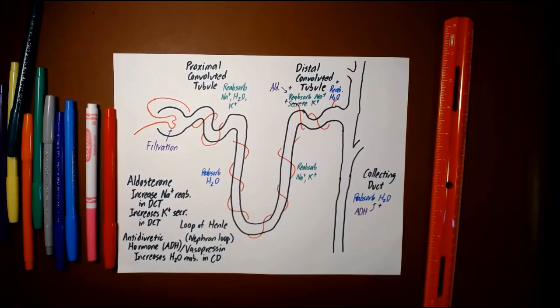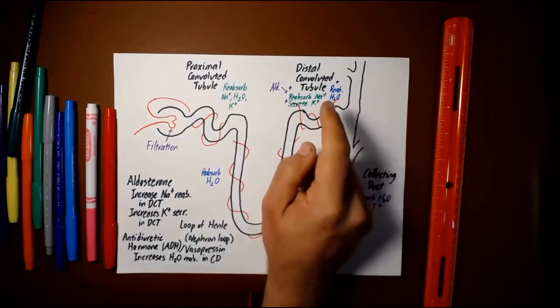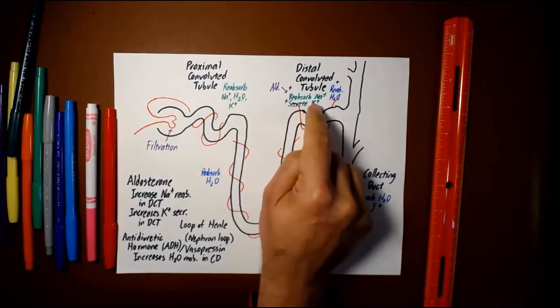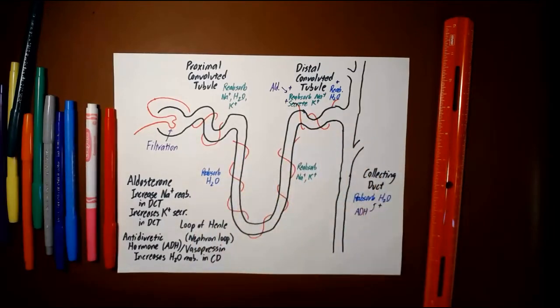So if I've got too much potassium, aldosterone secretion is probably going to increase, and that will cause me to secrete more potassium here, which will cause me to lose that potassium so that I can remedy my condition of hyperkalemia. All right, so that's kind of the idea behind these hormones.